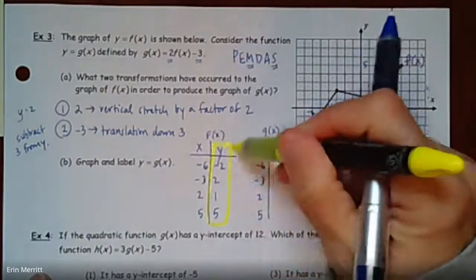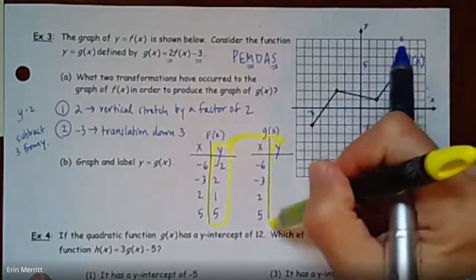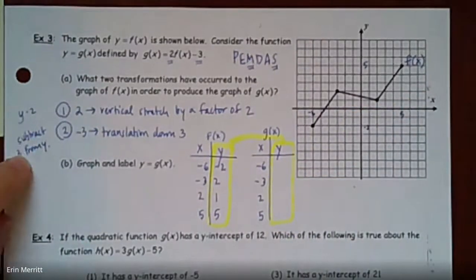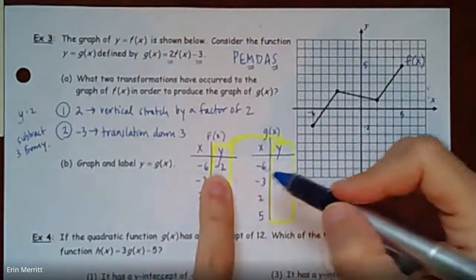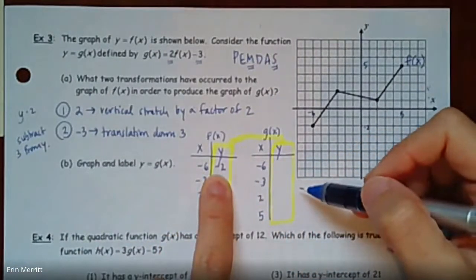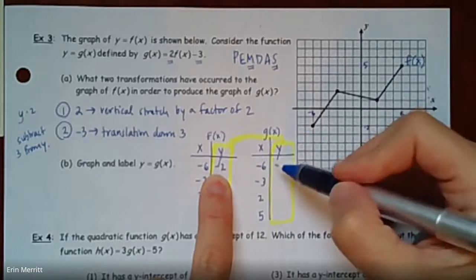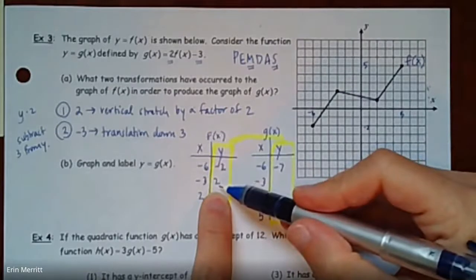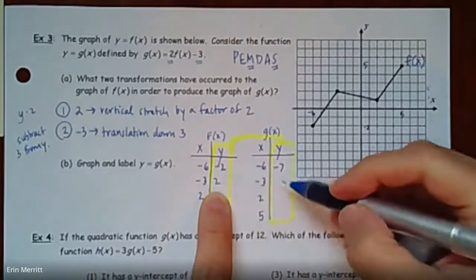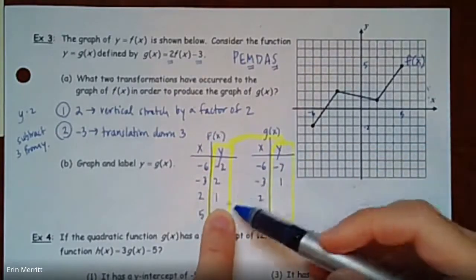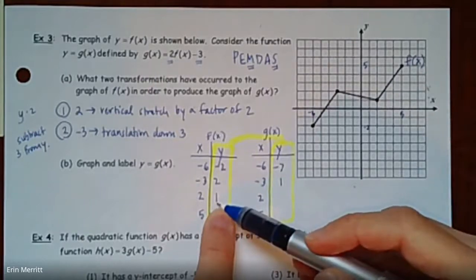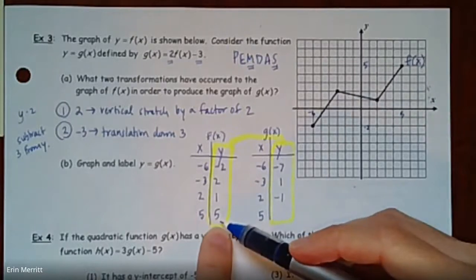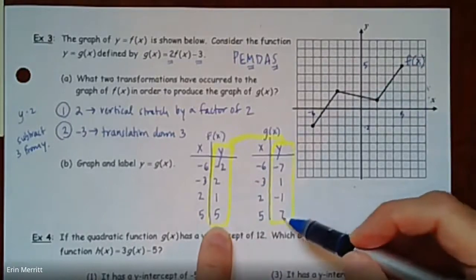So all these y values, we're going to calculate what they're going to turn into over here. So every y value, we're going to double it and then subtract 3. So if I take -2, here's some mental math time, double it, that becomes -4, subtract 3, that's -7. Play the game again, 2 times 2, +4, subtract 3, that's going to be 1. 1 times 2 is 2, subtract 3, that's -1. Last one, 5 times 2, that's 10, subtract 3, that'll give you 7.